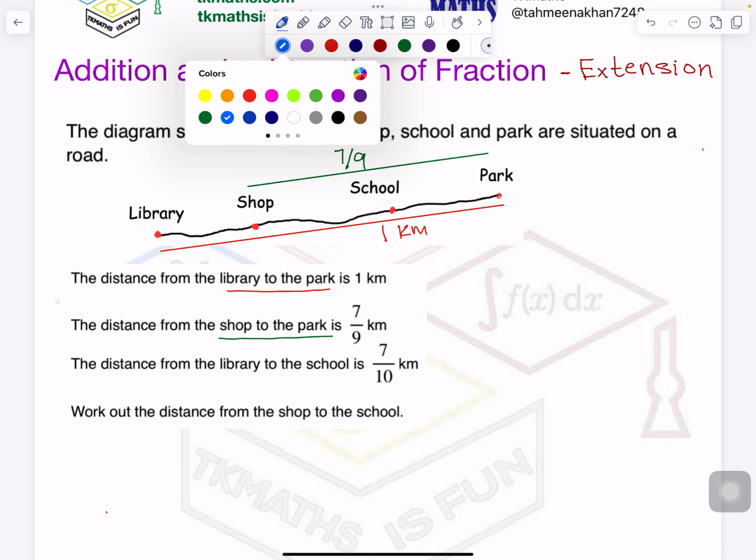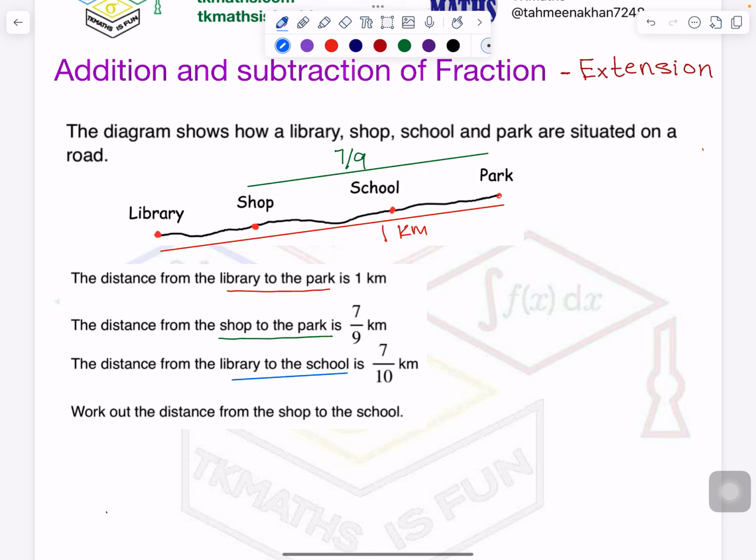And then from library to school is 7/10. Now these are 7/10. Okay, let me write here. Library to school. From here to here. Blue color, right? Different colors I hope will help you to understand better. 7 over 10.